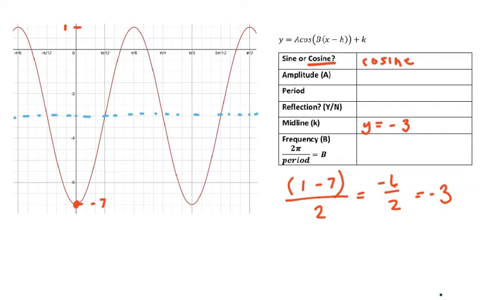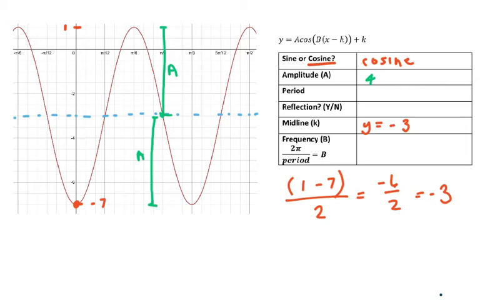The amplitude is the distance from the midline to the maximum or minimum. So this right here is the amplitude, and the distance between -3 and 1, or -3 and -7, is going to be 4. So our amplitude is going to be 4. That is the distance from the midline to the maximum or minimum.